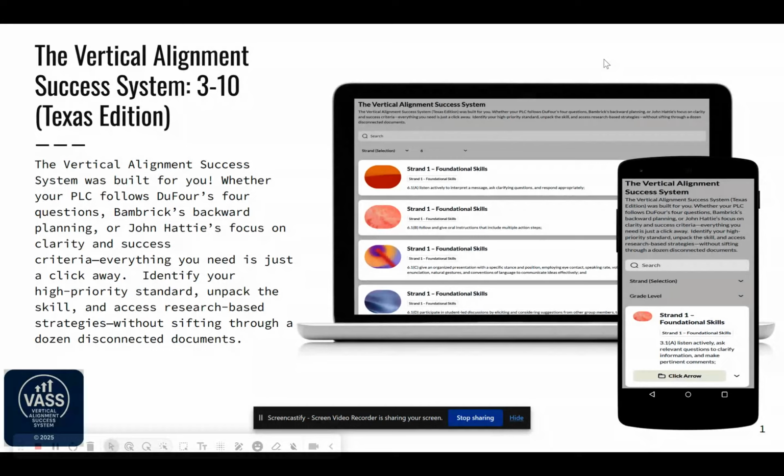Whether your PLC follows DuFour's 4 questions, Bambrick's backward planning, or John Hattie's focus on clarity and success criteria, everything you need is just a click away. Identify your high priority standard, unpack the skill, and access research based strategies without sifting through a dozen, perhaps disconnected documents.